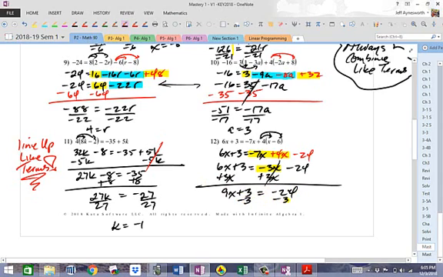Add the opposite again, and you get 9x is equal to negative 27. And if you know that 9 times 3 is 27, then you know the answer is negative 3, because 9 times negative 3 is negative 27. So, or you can divide by 9 and you'll get the same answer, negative 3.